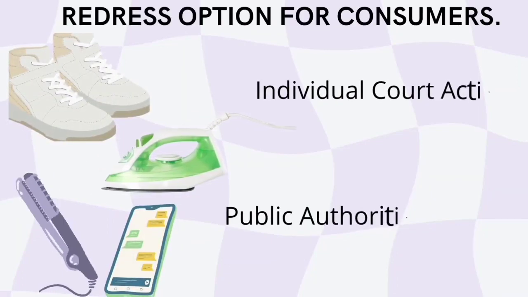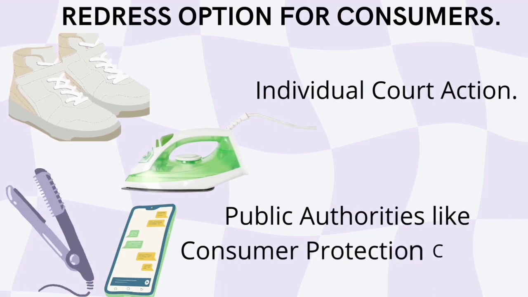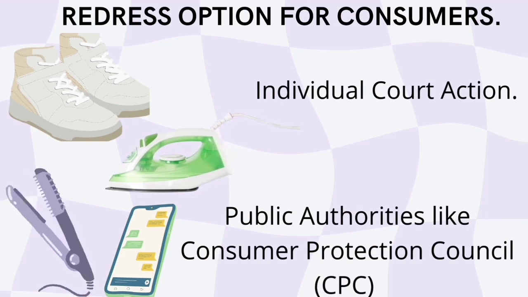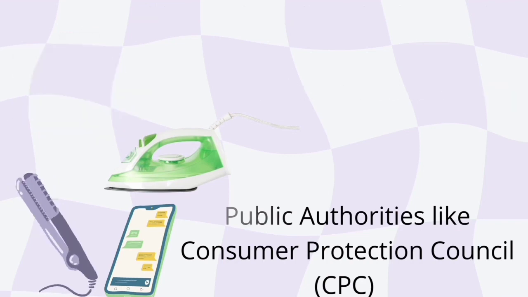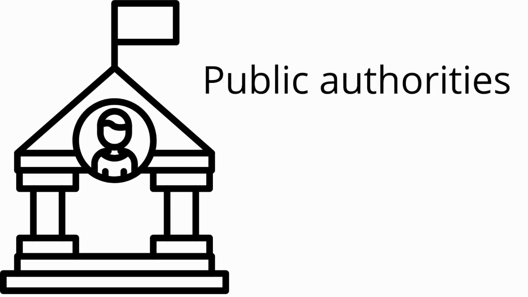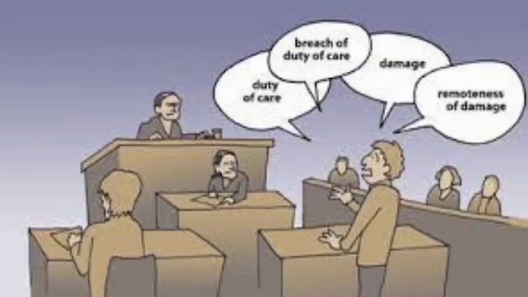For instance, if someone buys an electronic product and gets home and finds out that it's not working properly, what is the person going to do? You have two options against your dealer, either the individual court action or public authorities. Public authorities is simply a government organization duly authorized with the power to enforce laws, exact obedience and command. You can take the dealer to a public authority such as CPC or individual court action, which simply means you can charge the dealer to court yourself. These are the two redress options for consumers.